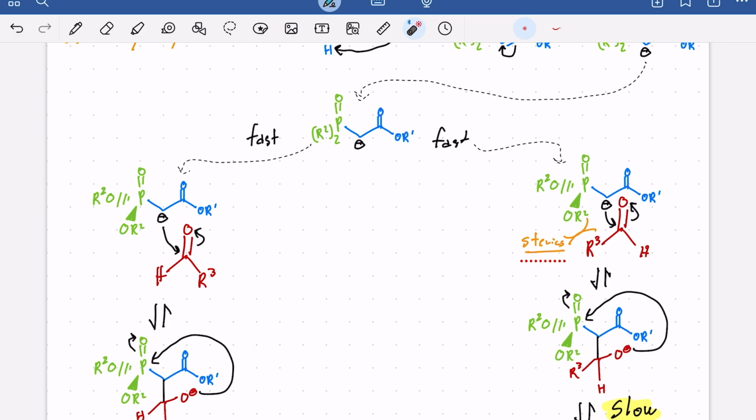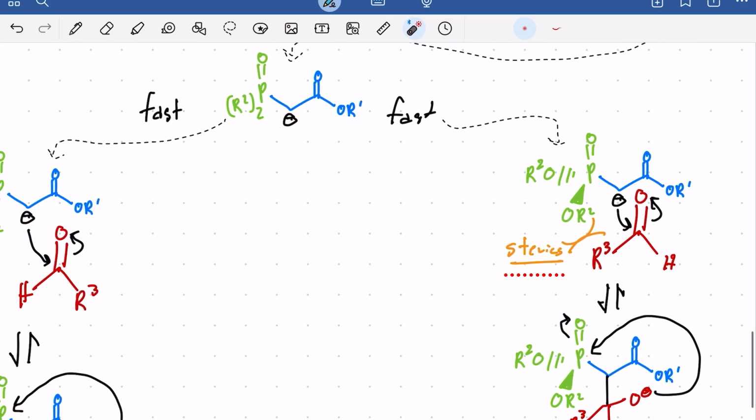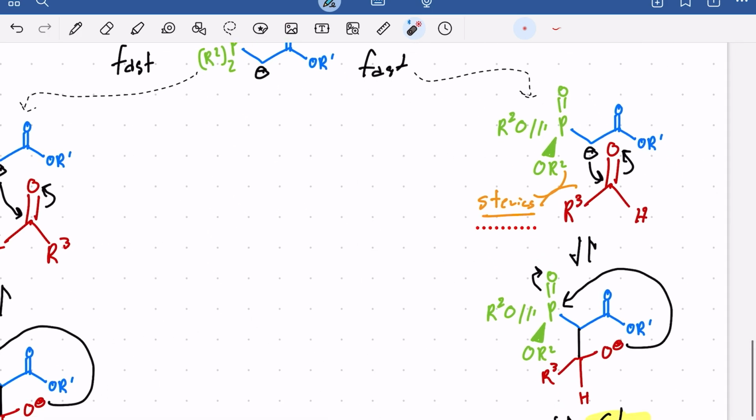So the first way I want to talk about is the major form, which is on the right. Both ways are considered fast, so this is not where selectivity occurs, unlike the Wittig where it is actually sterically hindered, and that's what makes the major and the minor. This is sterically hindered. However, this is the major form and considered similar speeds to the other one.